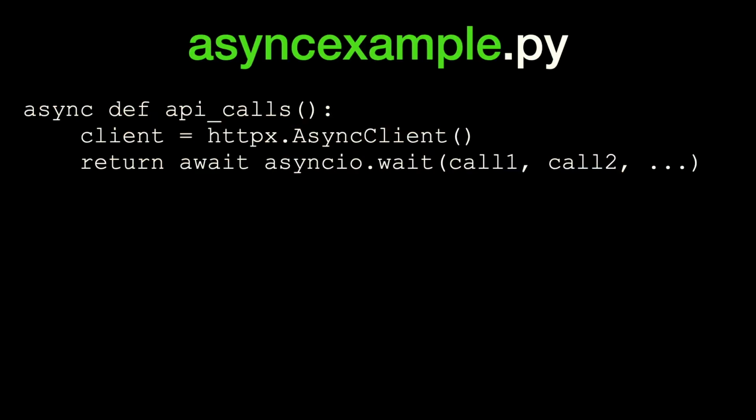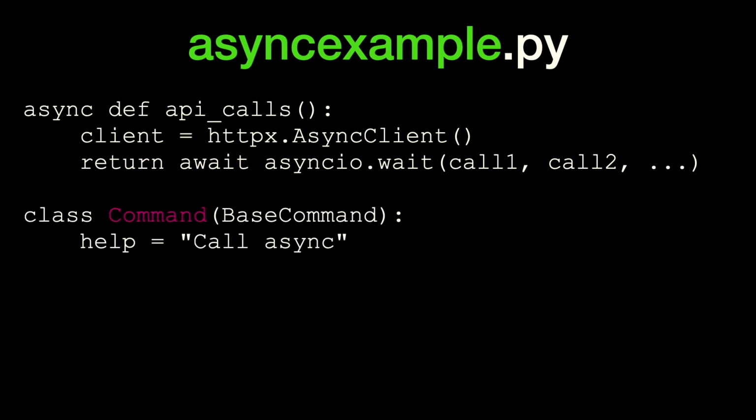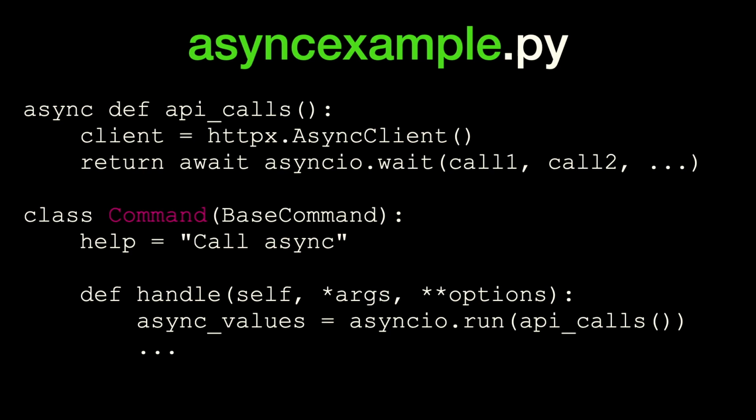We'll wait for all of those calls to be ready. Then we have the normal command, and then in the handle we'll just use the async run to run those things. So we'll move to the async side if we need to, and back to the sync side after it's done. And it's okay because all of the management commands are something that we run that start and end. They are synchronous by nature.